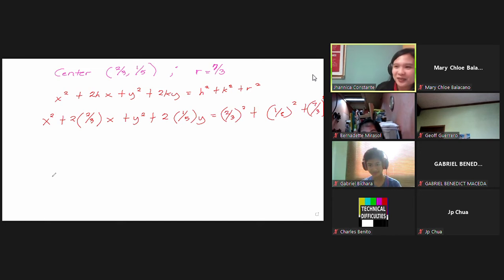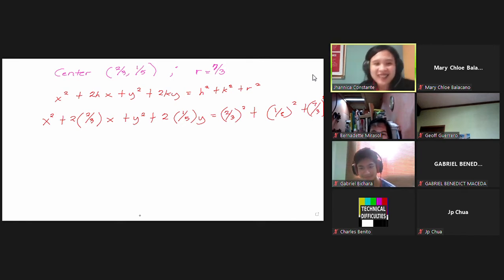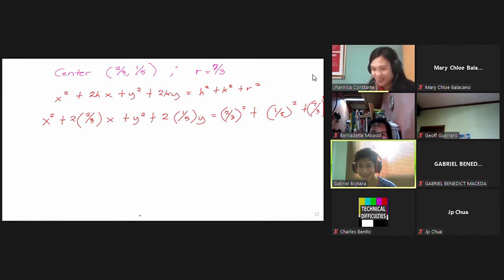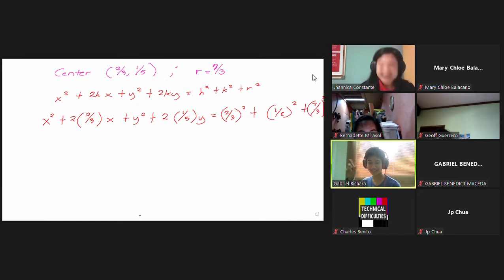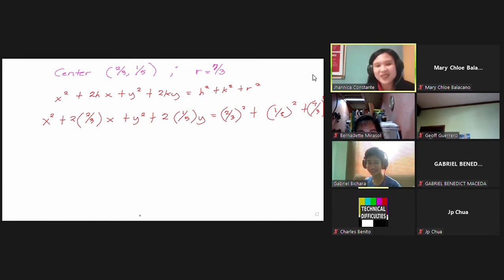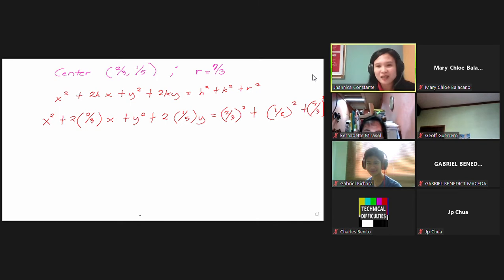So again, let's solve the expanded form of our equation. We will not convert the fraction into decimal, ha? We should have a fraction answer. Because you are the one who requested the fraction, Gabi. We're not going to convert it into decimal form. It will remain as a fraction.